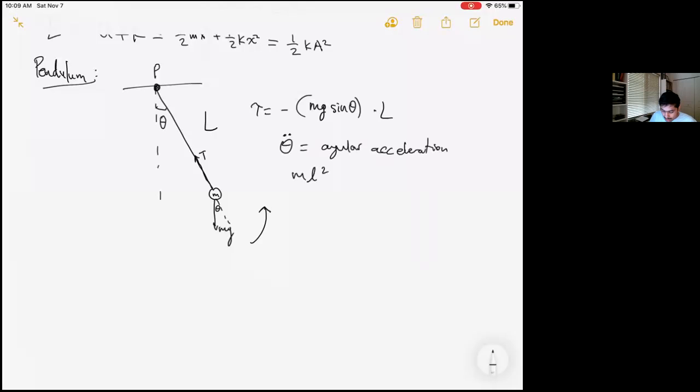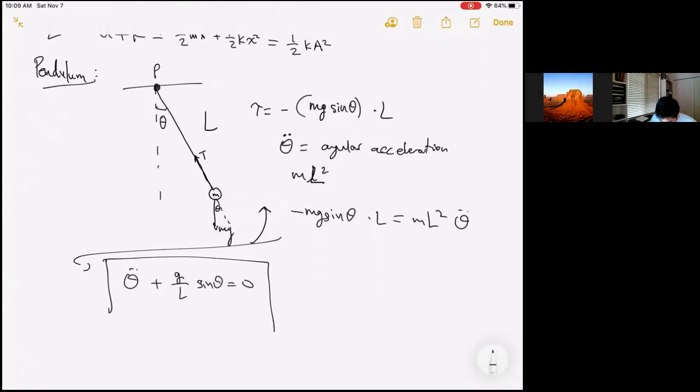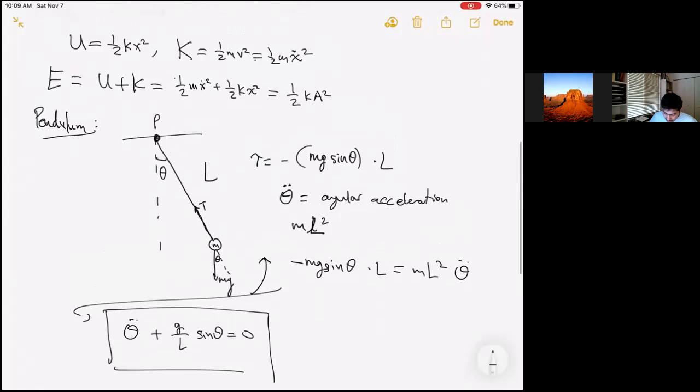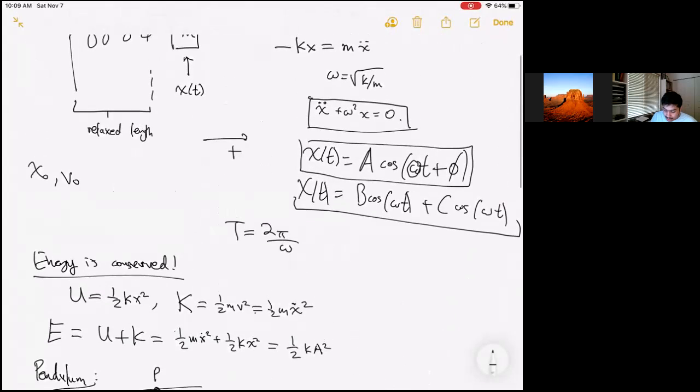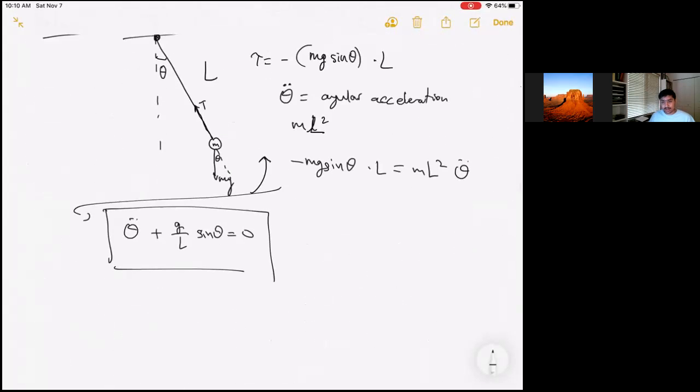So then our equation becomes negative mg sine theta times L equals ml squared times theta double dot. So this then becomes theta double dot plus g over L sine theta equals 0. So this is our new differential equation. If you compare it to what we had above, it was x double dot plus constant times x equals 0. Here it's theta double dot plus g over L sine theta equals 0.